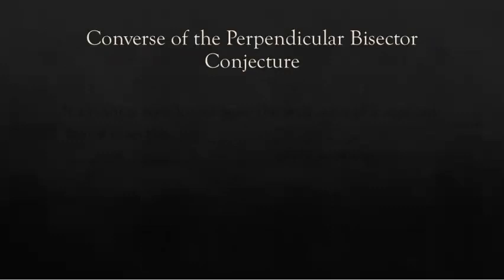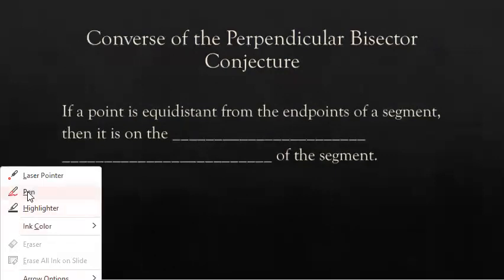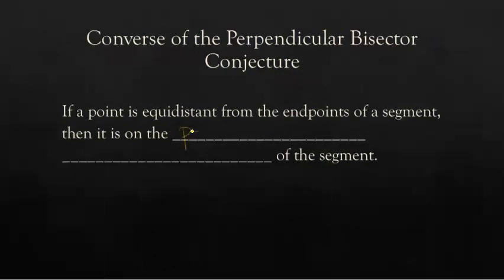So the converse of the perpendicular bisector conjecture is if a point is equidistant from the endpoints of a segment, then it must be on the perpendicular bisector of that segment.